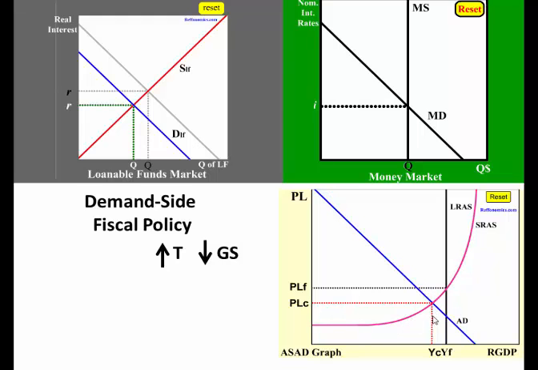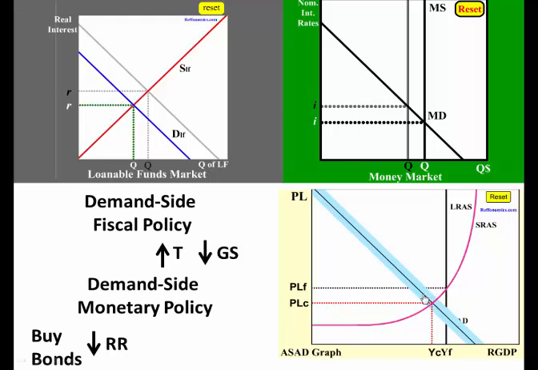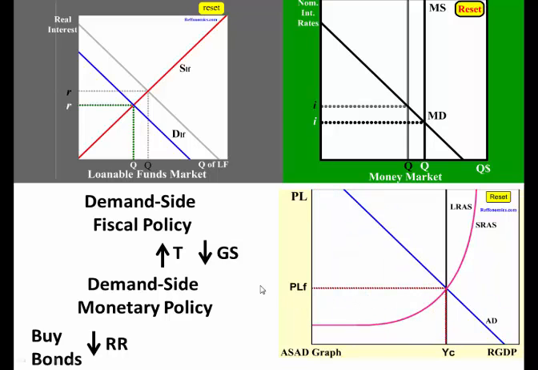But because the economy is less than full employment, the Fed, through monetary policy, might want to counter the action of the government with fiscal policy, and if they did that, they would buy bonds or they would lower the reserve requirement, which would then increase the money supply, causing it to shift to the right, lowering the nominal interest rate, increasing consumption and investment, shifting aggregate demand to the right, and getting us back to full employment.